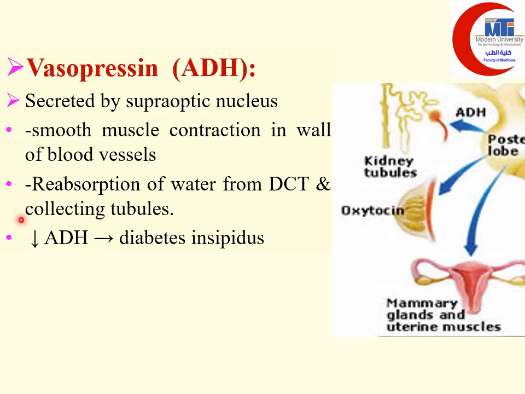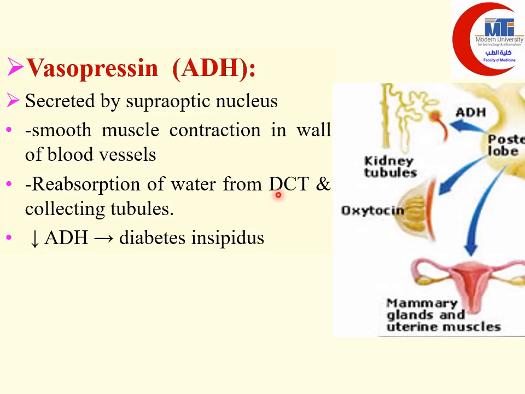When this hormone is decreased or defective, it causes a disease called diabetes insipidus. This disease is characterized by polyuria, as the defect in the antidiuretic hormone causes more release of water from the distal convoluted tubules and collecting tubules. So diabetes insipidus is a defect in antidiuretic hormone characterized by polyuria.